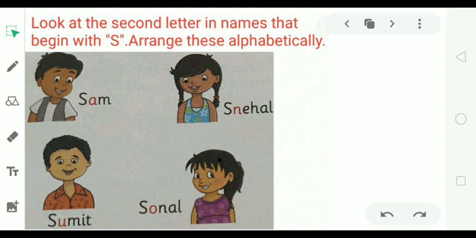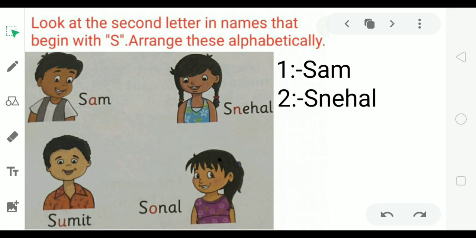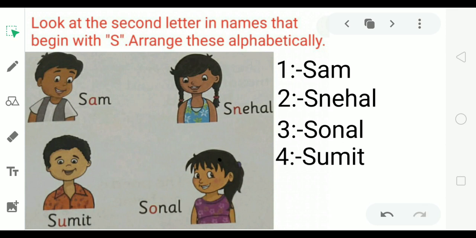Sam, Snehal, Sumit, Sonal. In these names, the second letter is A, N, U, O. We put these names according to these letters. So, Sam will come first. Then the next name Snehal will come. Then Sonal. And in the last, Sumit will come. So, Sam, Snehal, Sonal, Sumit, these names are in alphabetical order.